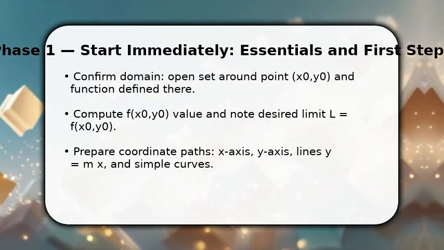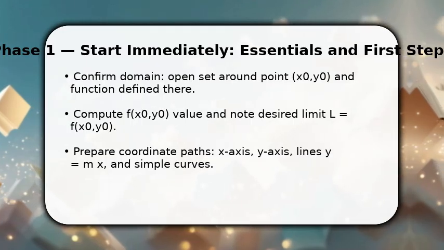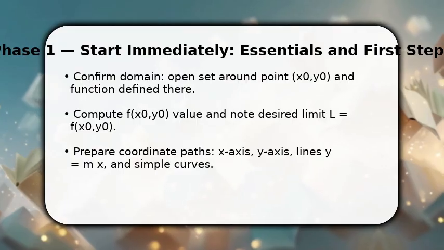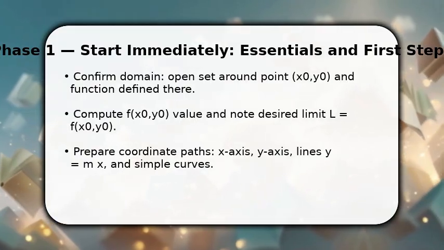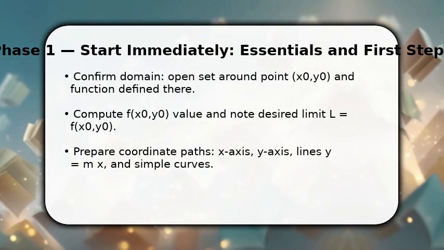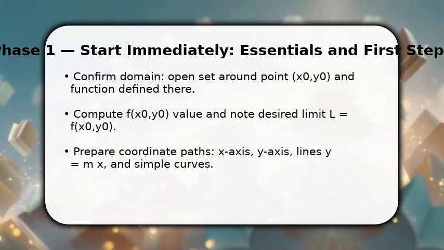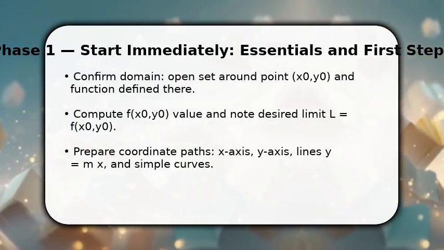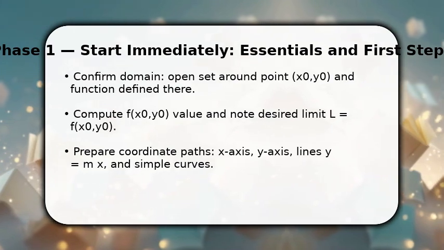Next, compute basic path limits along x = x0 and y = y0 to get quick consistency checks. Once done, test linear paths y = mx and simple curves like y = kx² to look for disagreements. If any path gives a different limit, continuity fails immediately, so test those first and fast.